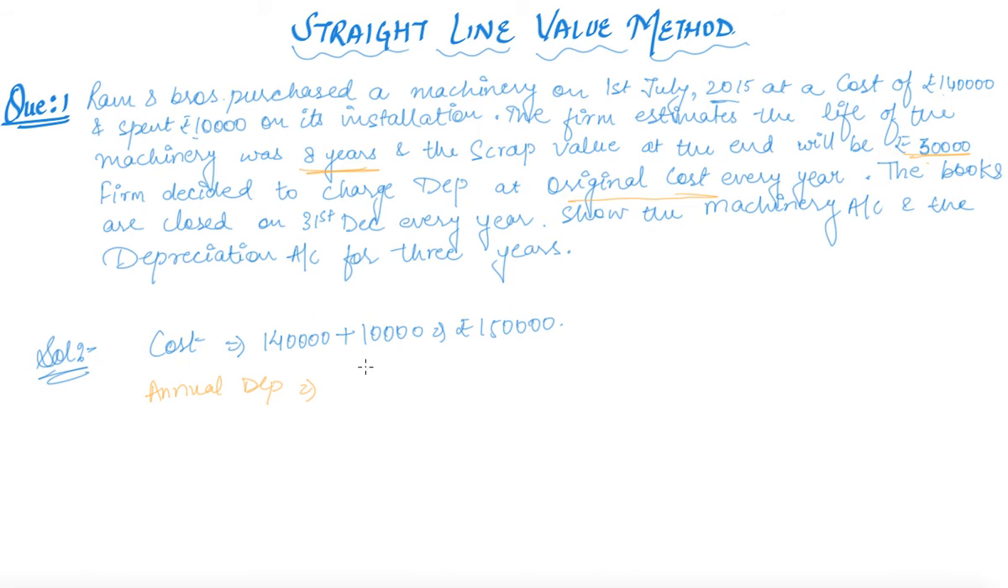So what was the formula? It was cost minus scrap value divided by useful life. Here your cost is rupees 1,50,000 minus scrap value rupees 30,000 and your useful life is 8 years. So what will be the value? It is 1,20,000 divided by 8. So your depreciation comes to 15,000.